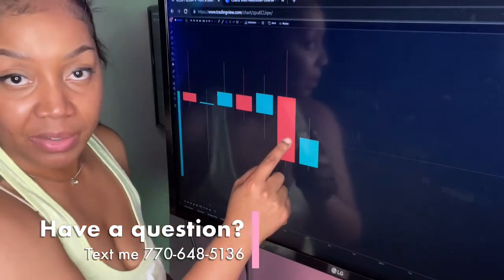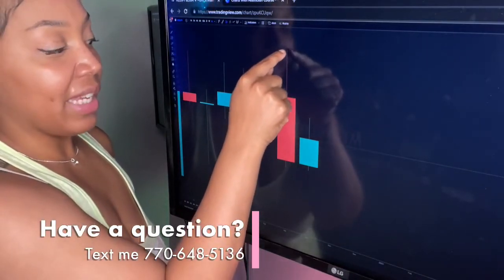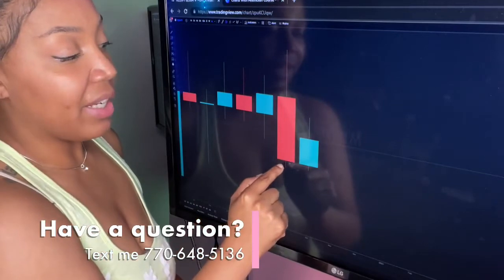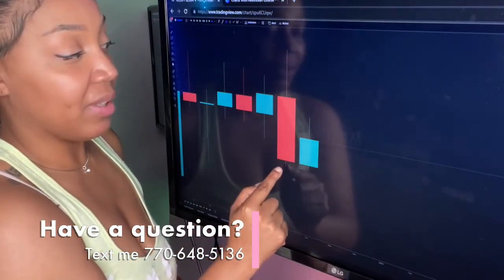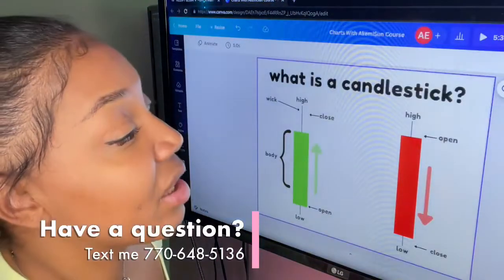So if you look at this candlestick here, it has a wick. That was the high of that candlestick. And then there's a wick down here, and that was the low of that candlestick. All right, so let me show you what a red candlestick is so that we can go ahead and move forward.